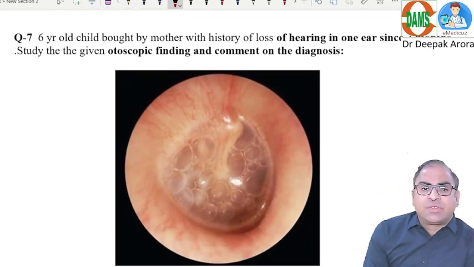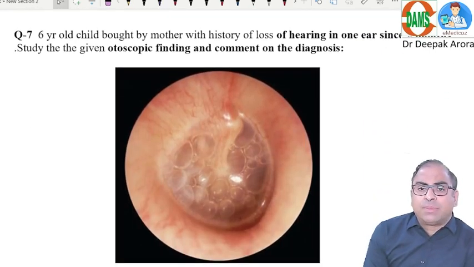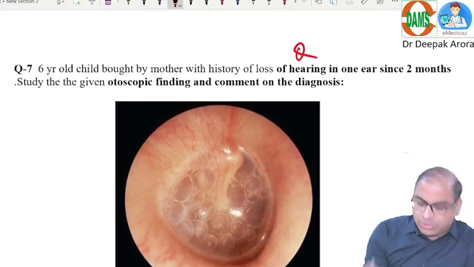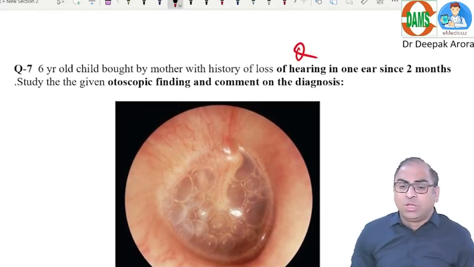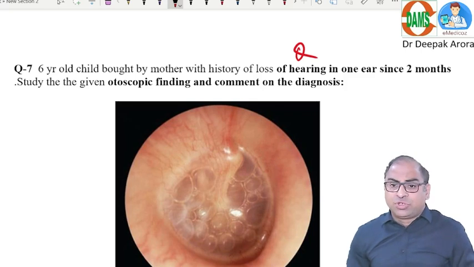Clear? Coming on question number 7, a 6-year-old child brought by the mother with a history of hearing loss. Very important point, very important. I'm saying many students were having a confusion over this MCQ.